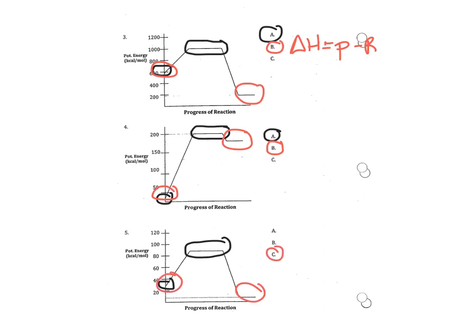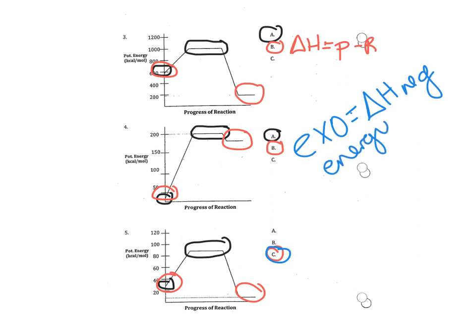And then for C, you're going to say if it's endothermic or exothermic. So remember that if it is exothermic, then you should have gotten a delta H that is negative, which means that energy is lost, energy is released. So basically, you should be looking for when your products have less energy than you started.